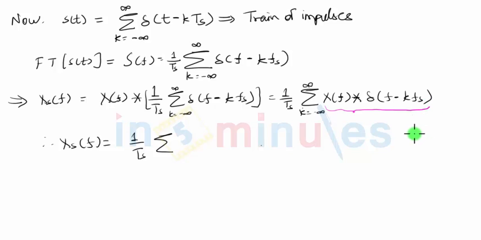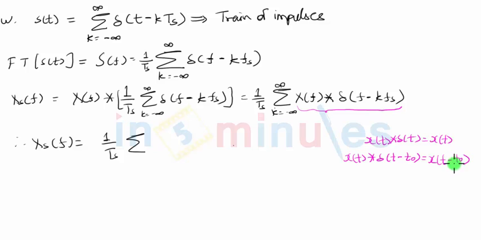This property says that when you convolve any signal, let's say x(t), with δ(t), the convolution of x(t) and δ(t) will be nothing but x(t). So when you convolve any signal with δ(t), you get the same signal back. When you convolve any signal with a shifted impulse, x(t) convolved with δ(t - t0), you get the same signal, but shifted by the same amount. So you get x(t - t0). This is an important result that we know from signals and systems.